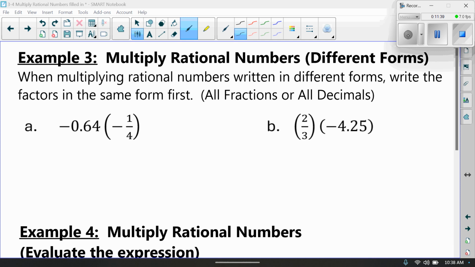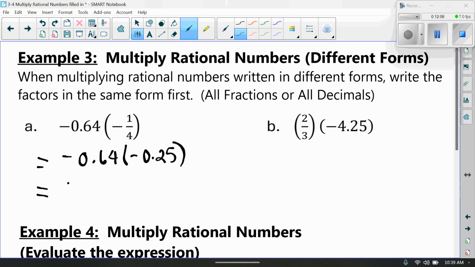Is everybody with me? All right, so let's write this down. So we've got negative 0.64 times a negative 0.25. Okay? What's a negative times a negative? A positive. Now put it in your calculator and tell me what you get. So this is going to be a positive 0.16. Is everybody clear? All right.